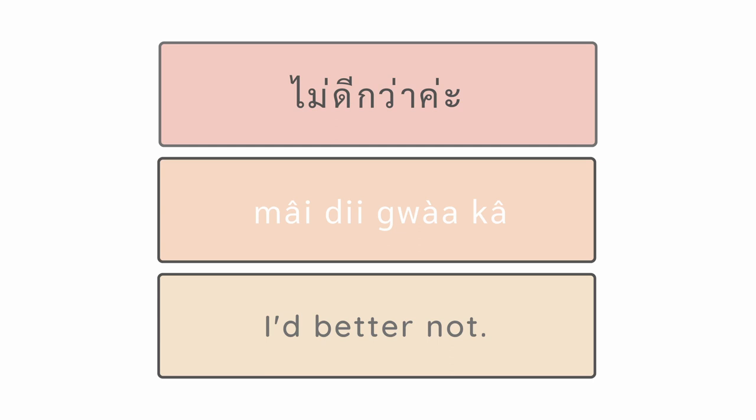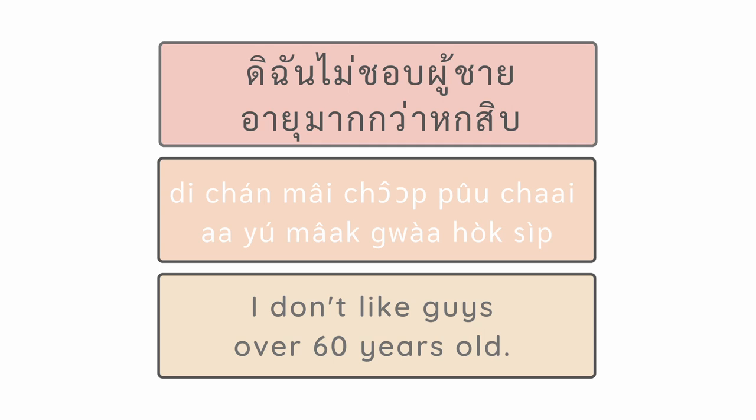I'd better not. ดี good, ดีกว่า better, ไม่ดีกว่า I'd better not. ดิฉันไม่ชอบผู้ชายอายุมากกว่า60 I don't like guys over 60 years old. ดิฉันชอบ I like, ดิฉันไม่ชอบ I don't like, ดิฉันไม่ชอบผู้ชาย I don't like guys, ดิฉันไม่ชอบผู้ชายอายุ60 I don't like 60-year-old guys.